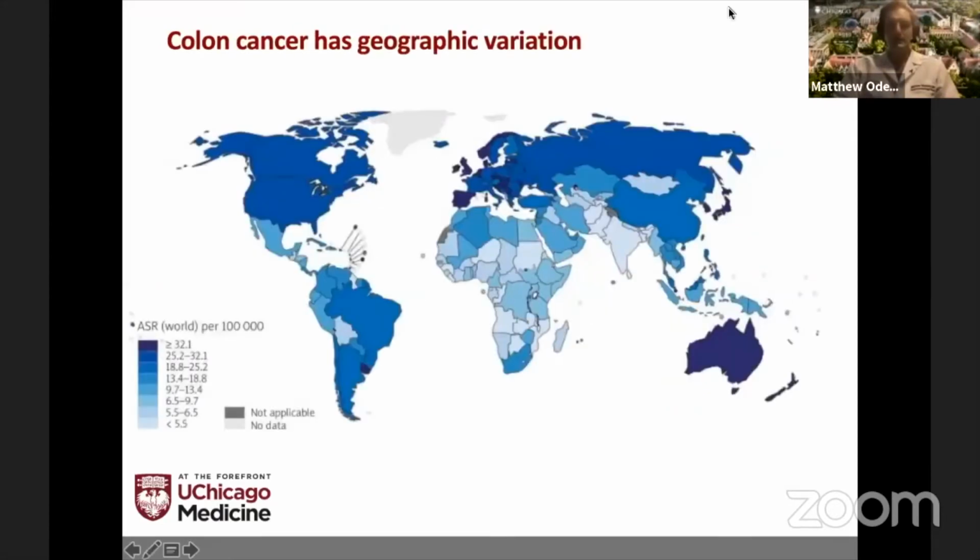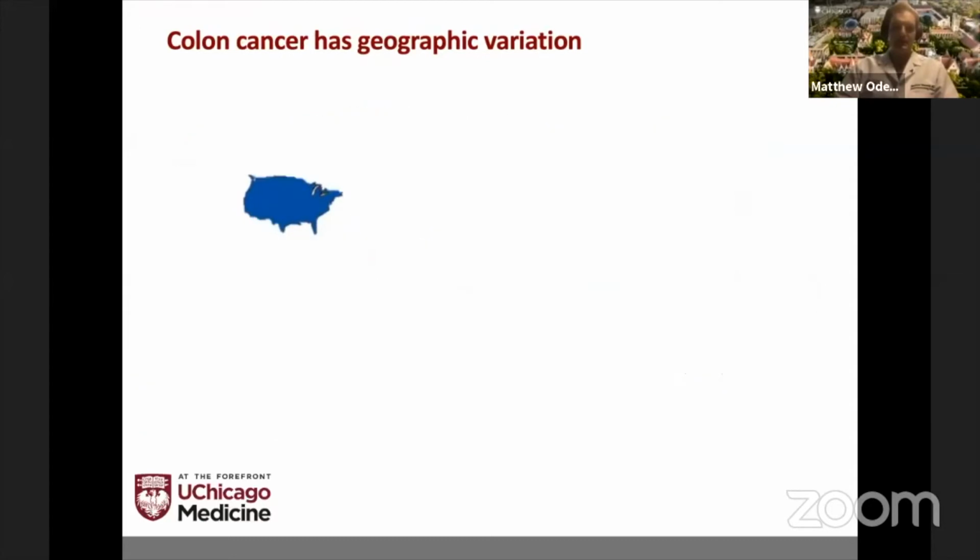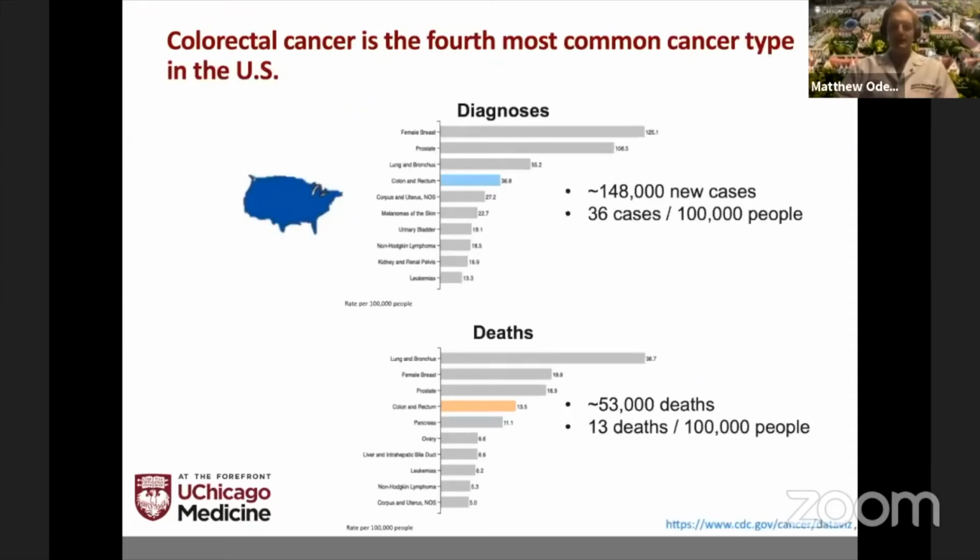So colon cancer is incredibly common throughout the world, but it does have geographic variation. In this graph here, we have a heat map where really dark blue countries are countries that have very high rates of colon cancer, and light blue or gray countries are countries that have very low rates of colon cancer. And you can see that while it's across the world, those with the highest incidence of colon cancer are countries in all of Europe and developed countries such as the United States. So since we're in the United States, we'll focus mostly here, but colon cancer is quite common here.